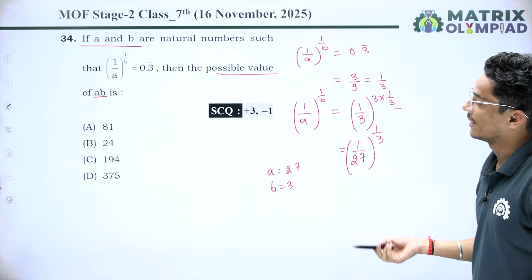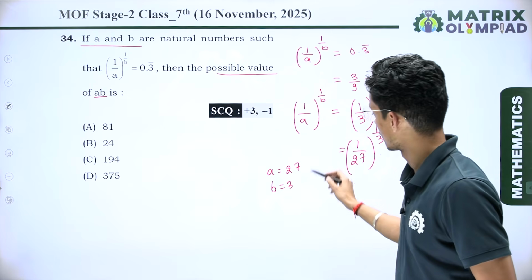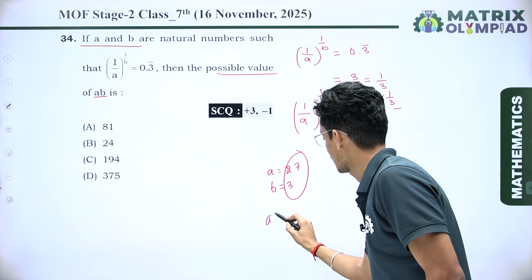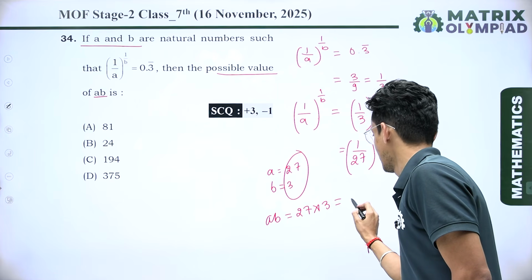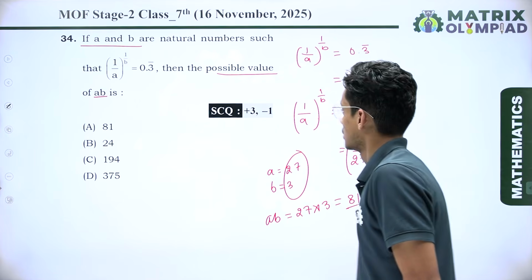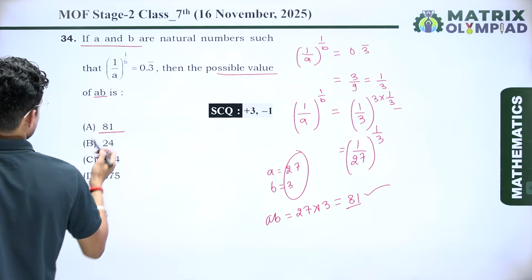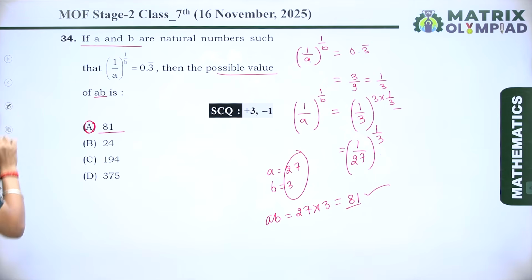Now we have to find the product of A and B. So the product of A and B is 27 multiplied by 3. Here we get 81. So check which option is correct here. Option A is the correct answer.